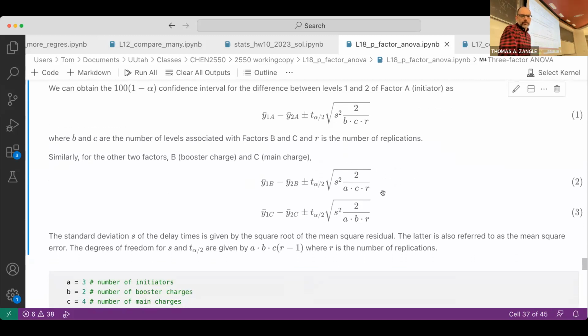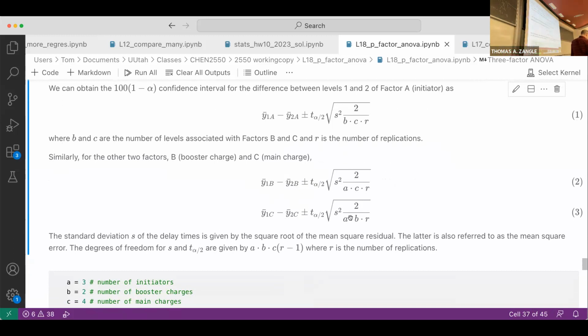And so we can have the same thing for other factors. For factor B, we're using in the denominator the number of levels of A and C, and similarly we have an analogous expression for factor C.